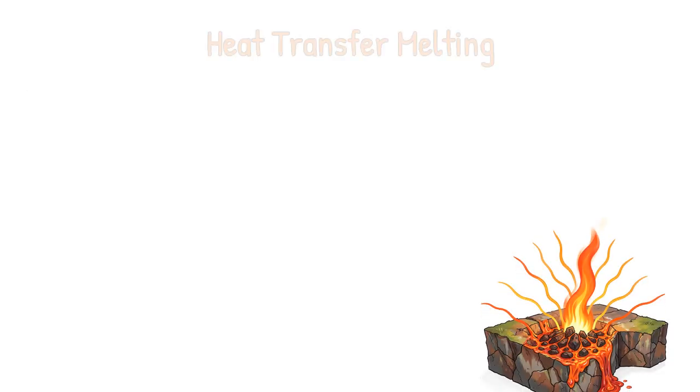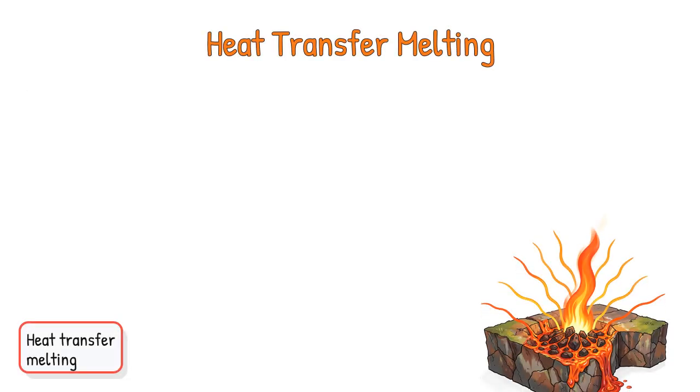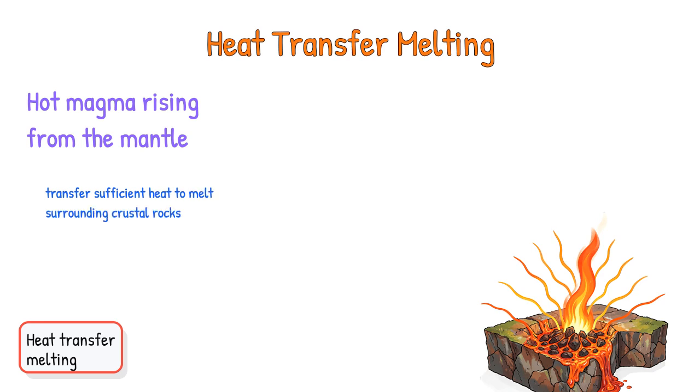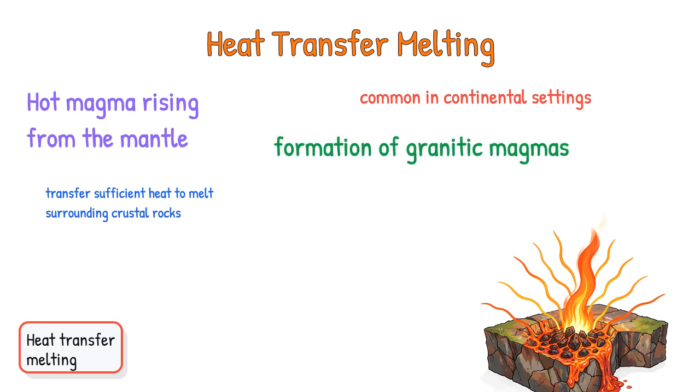The third mechanism is heat transfer melting. Hot magma rising from the mantle can transfer sufficient heat to melt surrounding crustal rocks. This is common in continental settings, leading to the formation of granitic magmas, a process also called anatexis.